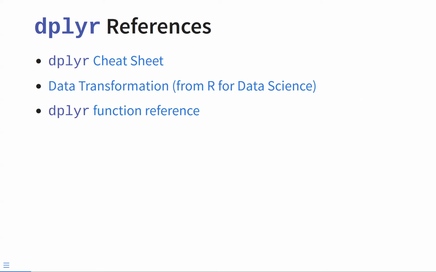So as usual, my lecture barely scratches the surface of a given topic, and it's more of a jumping off point for you to learn more rather than a comprehensive introduction. So here I'm listing some resources that will be helpful if you need to learn some more about dplyr. First is the dplyr cheat sheet. Next is a chapter from the freely available online book R for Data Science about using dplyr for data transformation. And finally is the dplyr function reference.